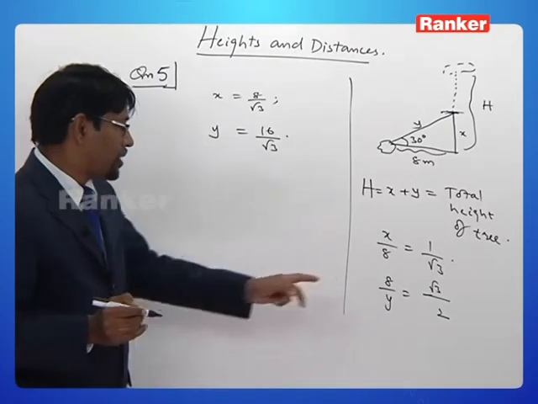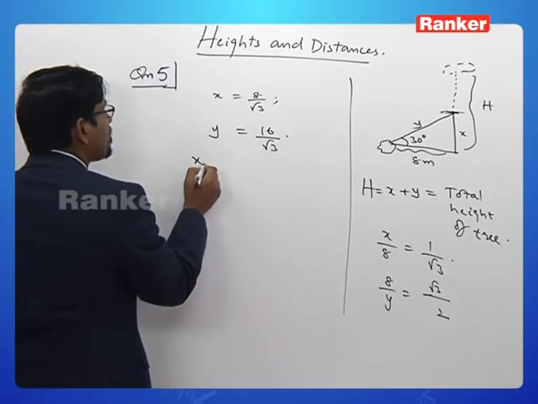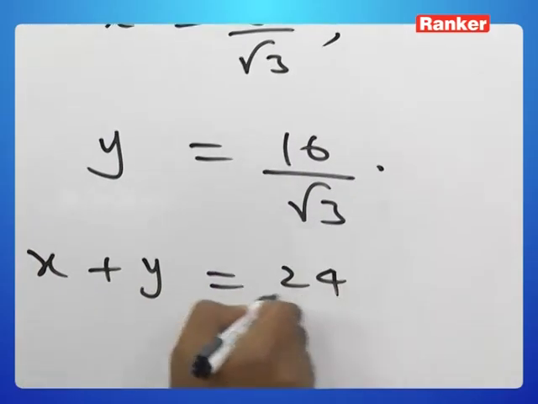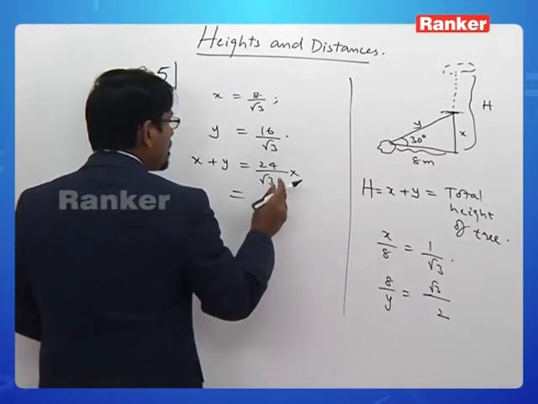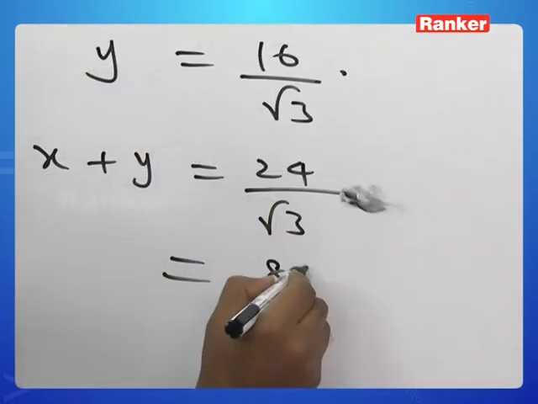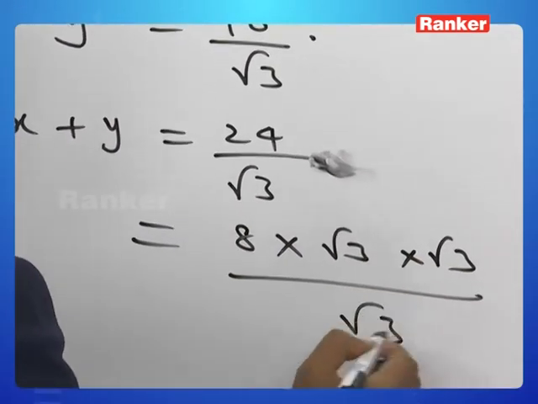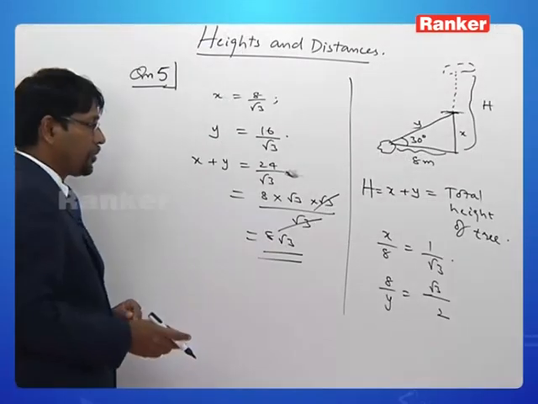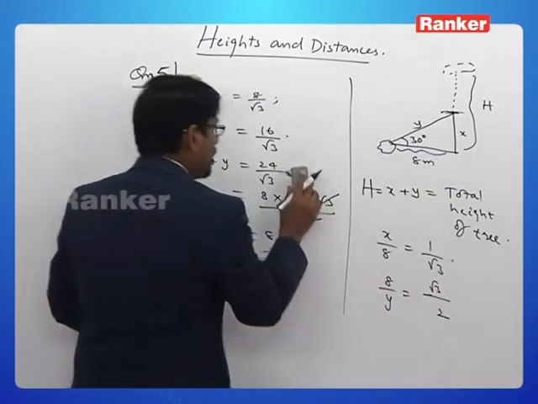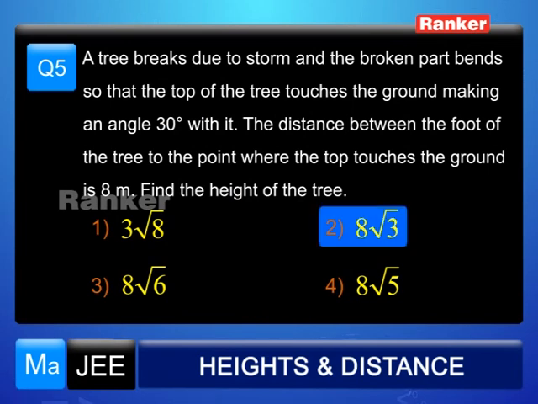Y is 8 into 2 by root 3. That makes it 16 by root 3. Your x plus y is therefore 24 by root 3. I can write it in the form of 8 into 3 into root 3 by root 3. So one root 3 cancels and you have 8 root 3. So clearly option 2 is the right answer. This is the height of the tree. So option 2 is the right answer.